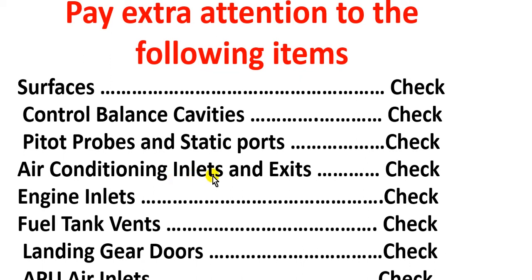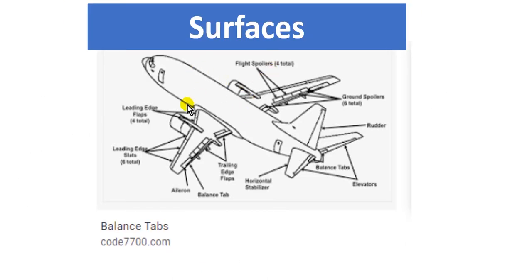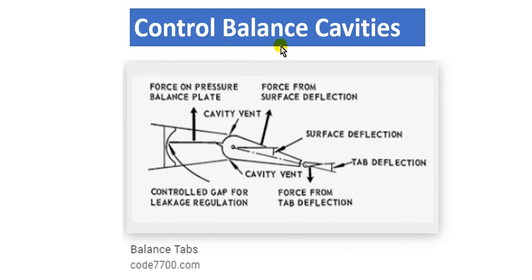Air conditioning inlets and exits, engine inlets, fuel tank vents, landing gear doors, nose and main, APU air inlets. Here are the surfaces in the wing, leading edge, trailing edge, and also the tail, horizontal stabilizer, and vertical stabilizer, all the cavities here, and all the surfaces. Here are the control balance cavities. Take care here.